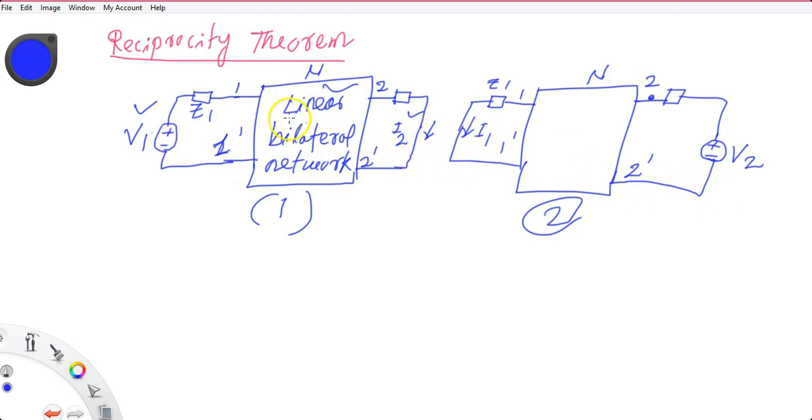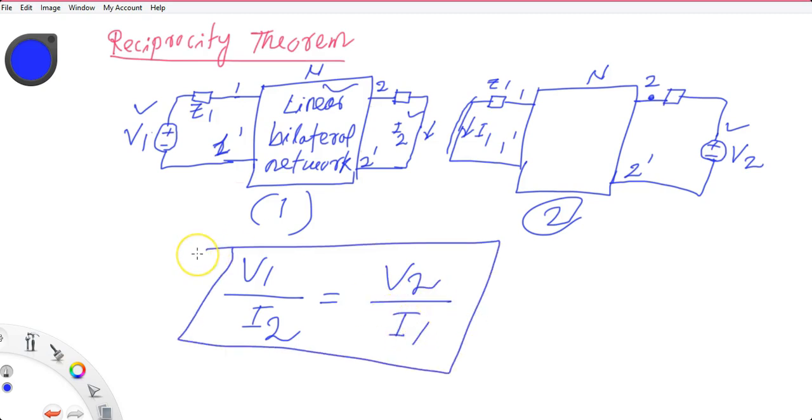I just interchange the position of the voltage source and measurement of the current. So I connect the voltage source at the terminals 2 and 2 dash and measure the current at terminals 1 and 1 dash. So according to the reciprocity theorem, V1 upon I2 in scenario 1 is the same as the scenario 2 ratio V2 upon I1.